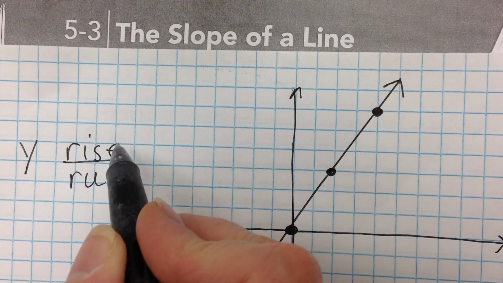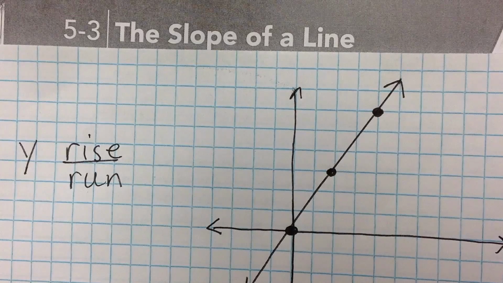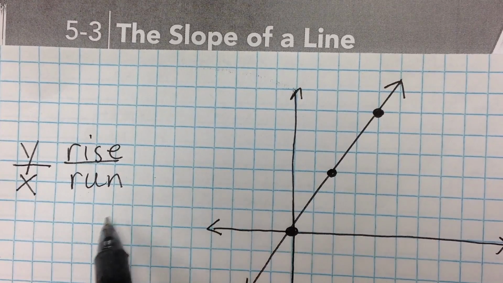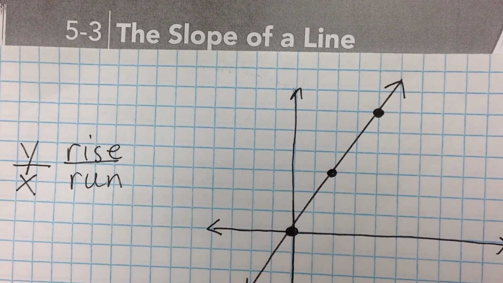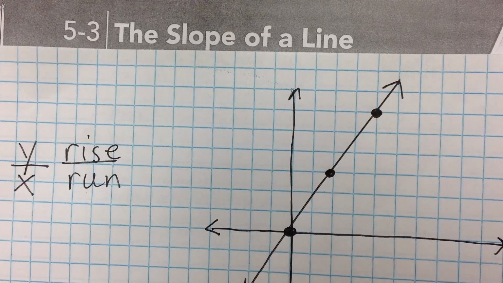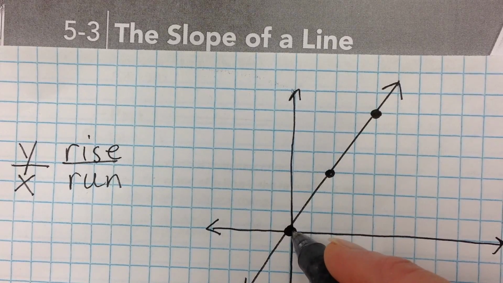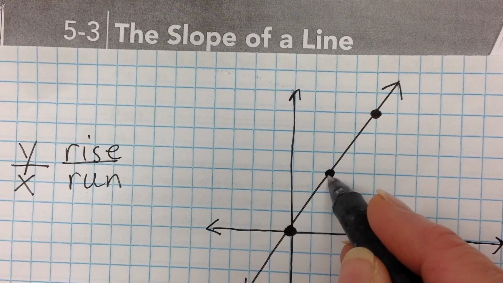If you rise positive, you go up. If you rise negative, you go down. Your run comes from your x-axis. If you run positive, you run to the right. If you run negative, you run to the left. So to determine slope, we will rise and run from one point to the other.